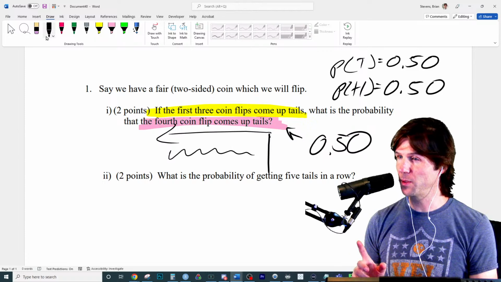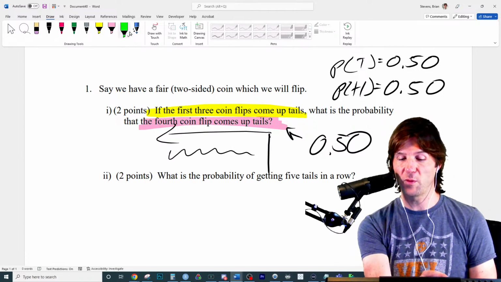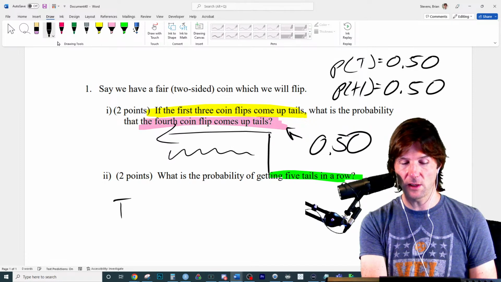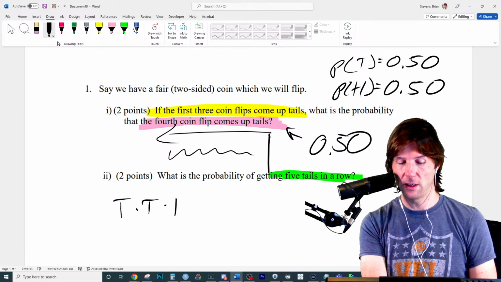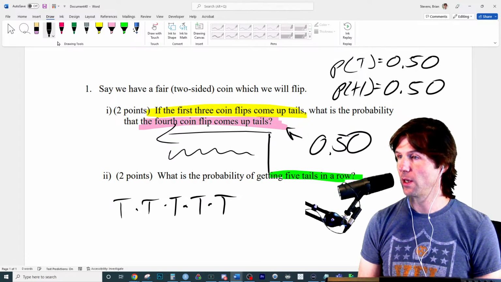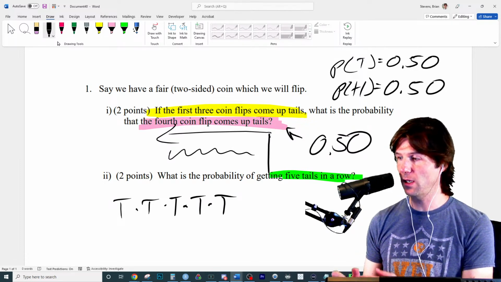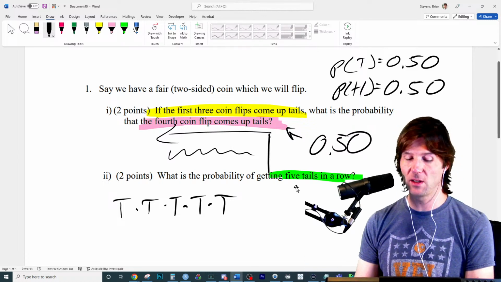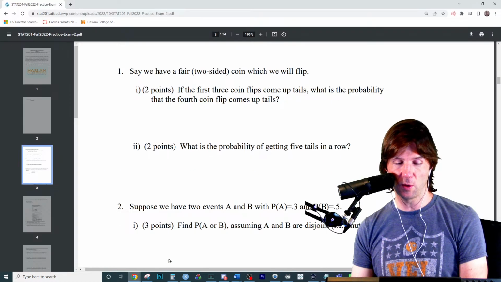For the next one, it's a little bit different, though. It says, what's the probability of getting 5 tails in a row? 5 tails in a row would be the probability of tails, and then tails, and then tails, and then tails, and then tails. So what is the probability of getting tails and tails and tails and tails and tails? If you see the keyword right there, great job, Ethan. We're doing the multiplication rule right here.